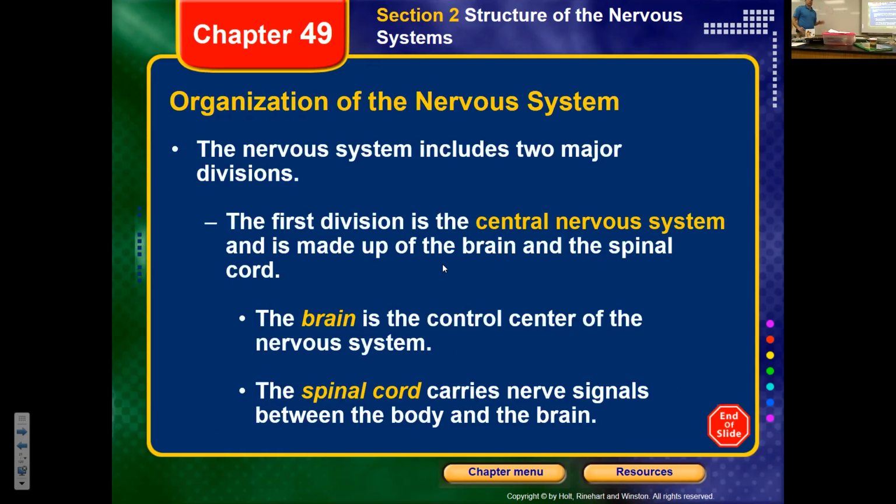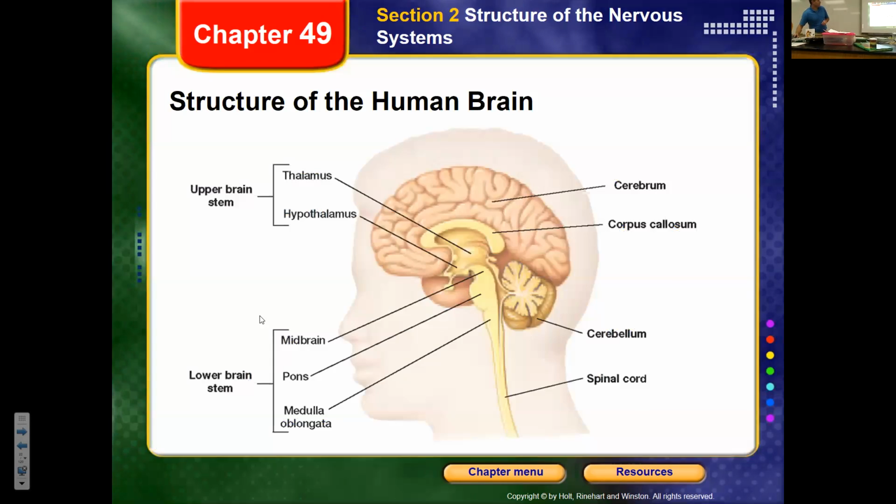So the first thing I want to do is go through the central nervous system and the parts of the brain. You guys are probably somewhat familiar with some of these parts. Do you remember what the four major parts of the brain are? Nope? Okay, excellent. Well, then you're going to learn something.